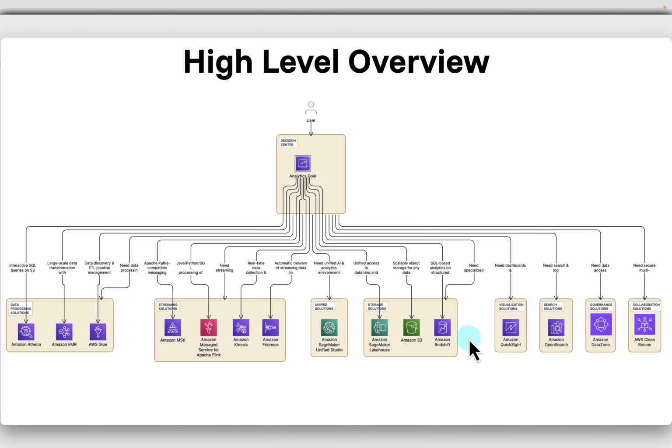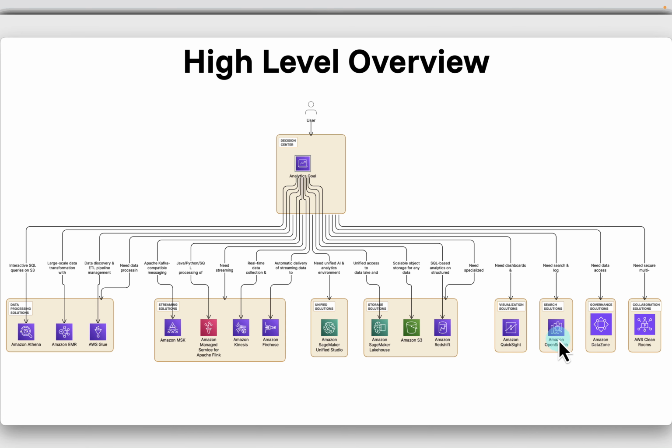Then Redshift, any data warehousing, SQL, and a massive amount of data, because this is a distributed database. It's unlike SQL or Oracle database, because the query will be distributed among many databases, and this is unlike Hadoop, where the database is stored as a file. This will still be stored as tables and all. And SageMaker Lakehouse, which is a unified platform. If you want to do visualization, dashboards, all those things, QuickSight.